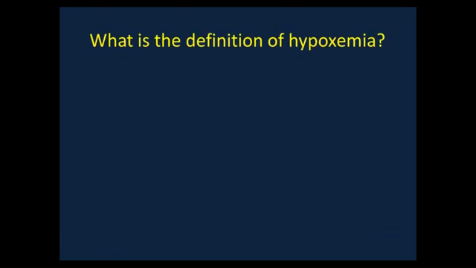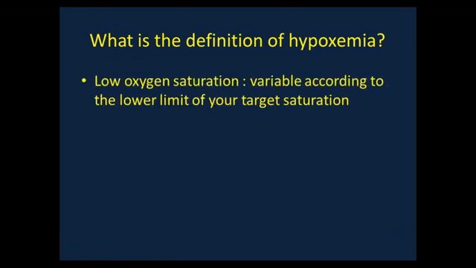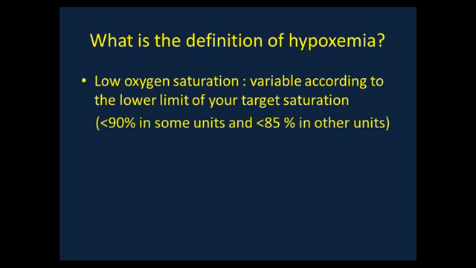So what's the definition of hypoxemia? And before that, what's low oxygen saturation? It is actually variable according to the lower limit of your target saturation. So if your target saturation in your unit is 90 to 92, then anything below 90% oxygen saturation should be considered as low saturation. If your target saturation is between 85 to 90%, then any saturation below 85 should be considered as low saturation.